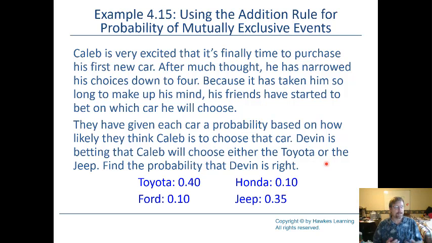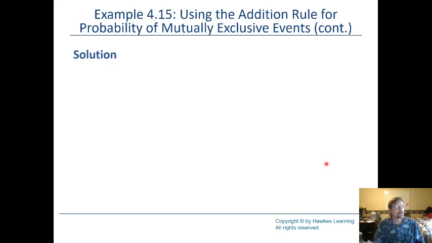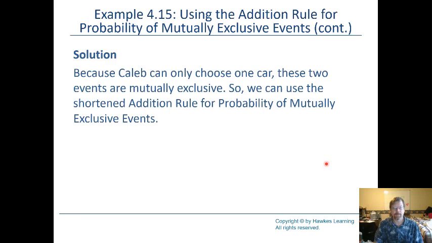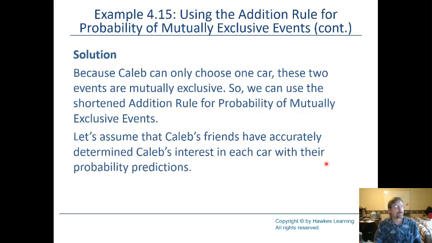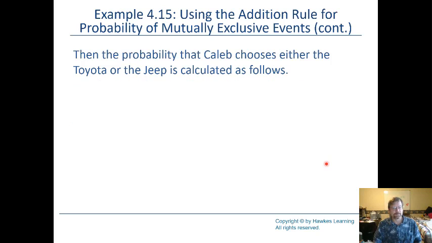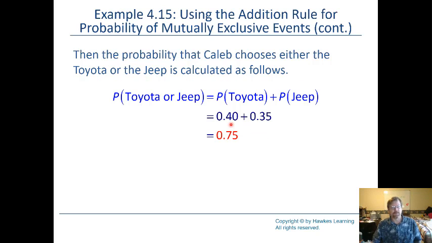Right? These are the probabilities his friends assigned to the cars. 40% on the Toyota, 10% each on the Ford and Honda, and 35% on the Jeep. They think Caleb's going to be doing some off-roading. Okay, so let's assume that his friends had good guesses and fairly accurate. So we've got the probability for a Toyota at 40% plus the probability of the Jeep at 35%. Should be a 75% chance he will get the Toyota or the Jeep.